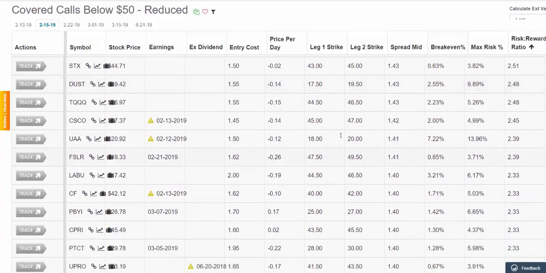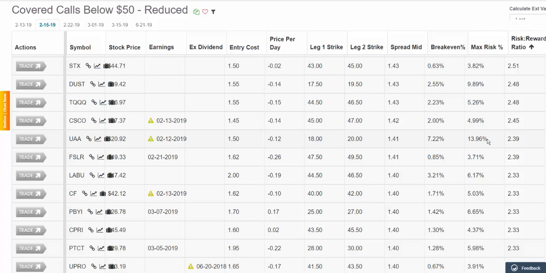You'll also notice that some of these have earnings releases coming up. Those are the ones that are more risky. Those are the ones that can make the bigger move. And you'll notice here, for example, UAA, which is Under Armour, the break-even point is at 7.22%, and the max risk is at almost 14%.